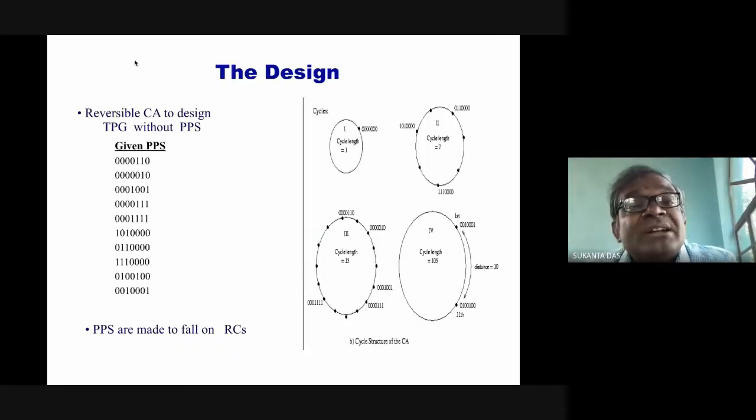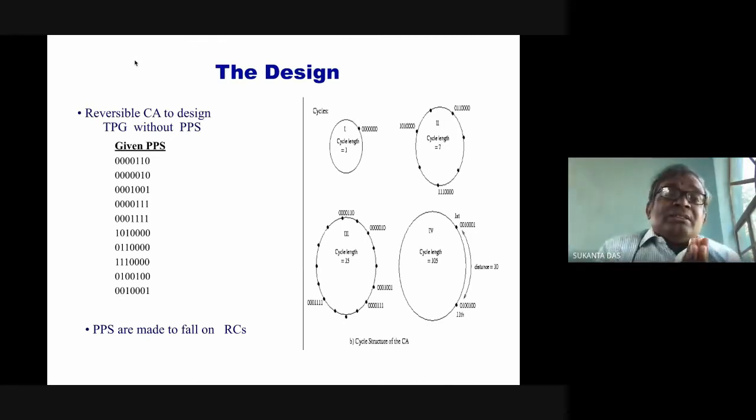We shall use reversible cellular automata. Suppose we take a cellular automaton. Suppose these are on the left hand side. You can see some patterns. Suppose this is the PPS, the prohibited pattern set. Some patterns are given, so 10 patterns are given here.